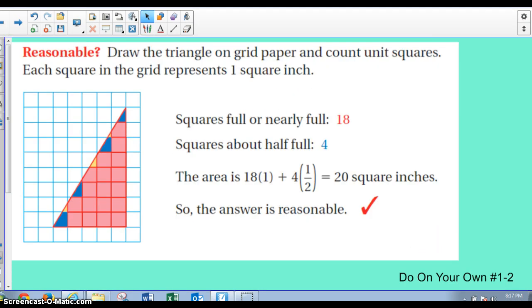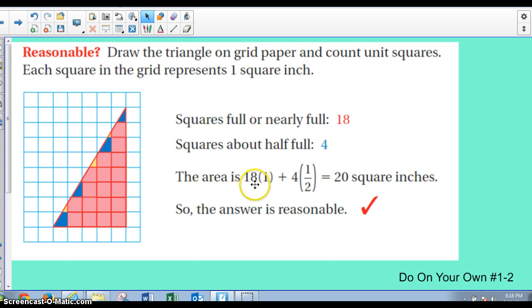All right, let's take a look at the next thing. Is it reasonable? Draw the triangle on a grid paper and count unit squares. Each square in the grid represents 1 square inch. Squares that are full or nearly full are in pink, and there's 18 of them. Squares that are half full are in blue, and there's 4 of those.